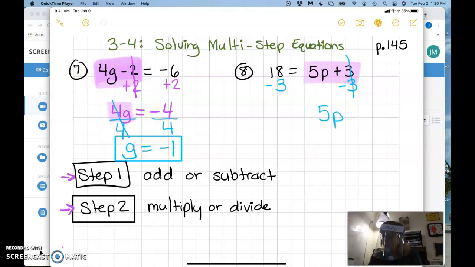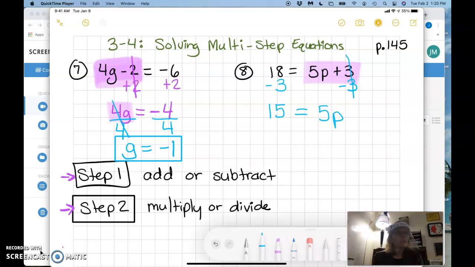5p. Yes, 5p. Bring down the equal sign, and then what is 18 minus 3? Good, thank you, 15. Whatever you do to one side, you have to do to the other. I did the minus 3 on both sides. See that?